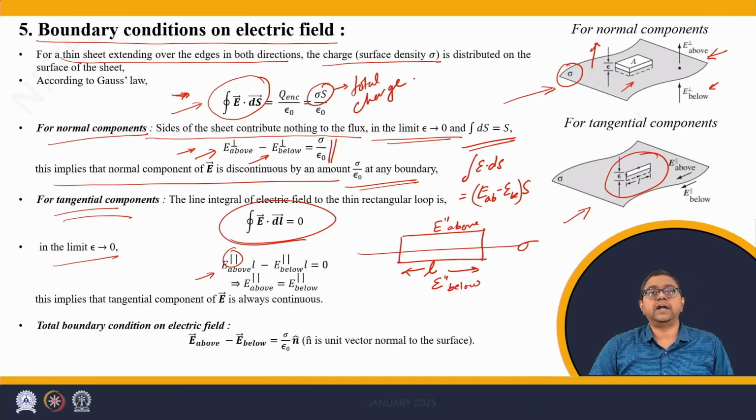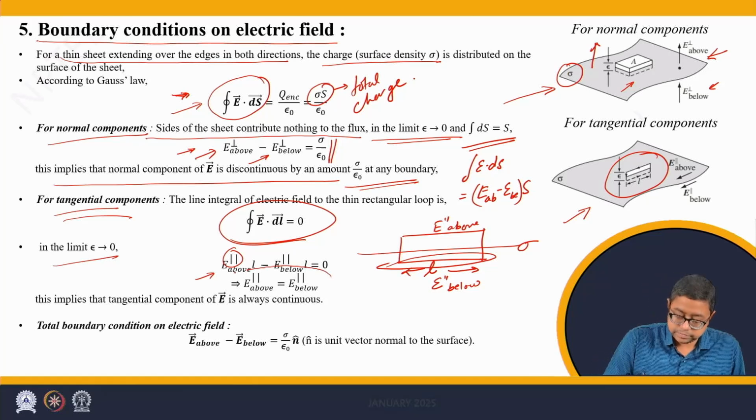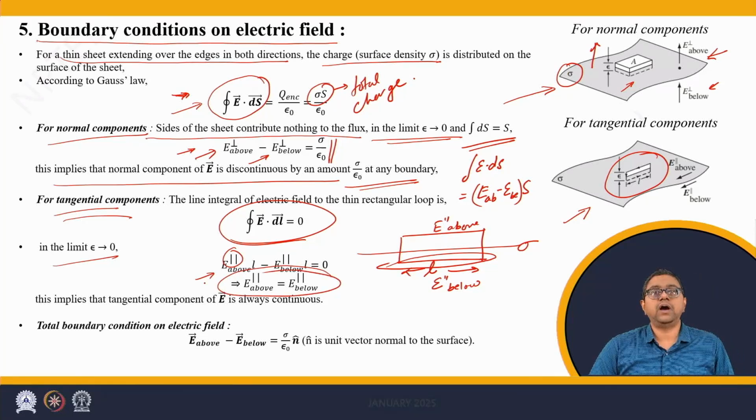This gives a better understanding where the loop is enclosing the thin sheet having a charge distribution sigma. These regions are taken into account for the integral, but they do not contain any charges. Hence, E parallel above minus E parallel below, times L, goes to 0. Thus, we have our boundary condition for the tangential component, which gives that the tangential component of the electric field is always continuous across any surface having a charge distribution sigma.